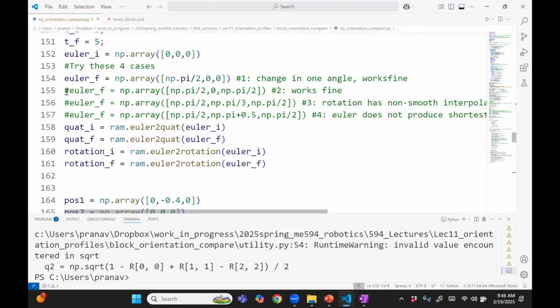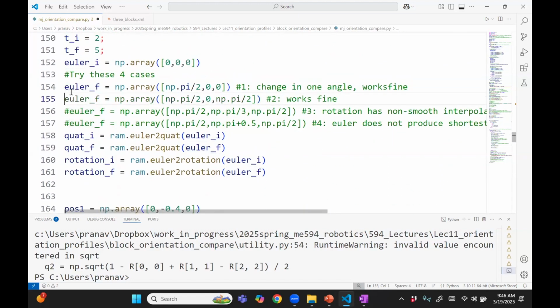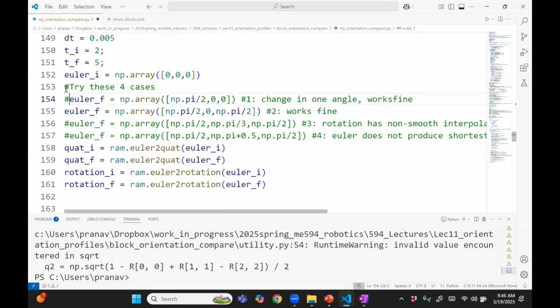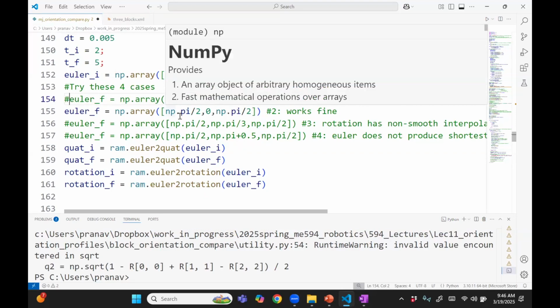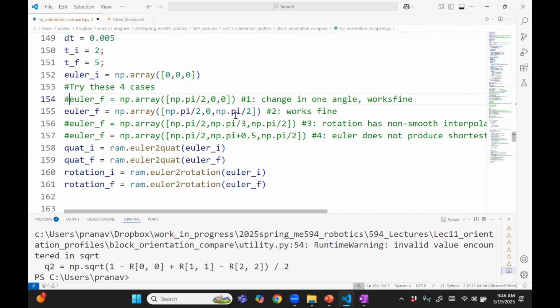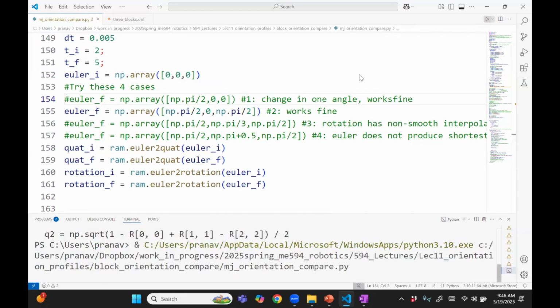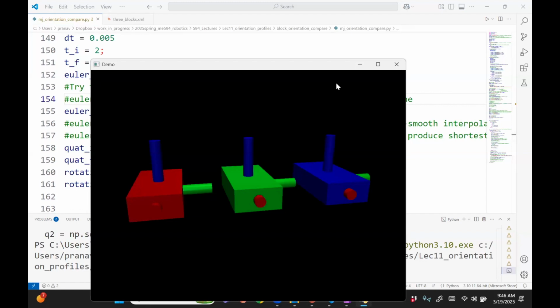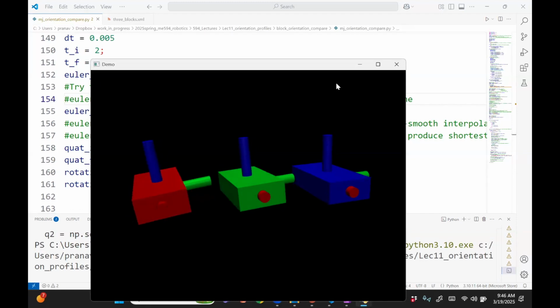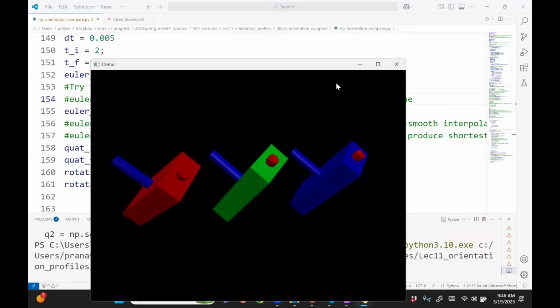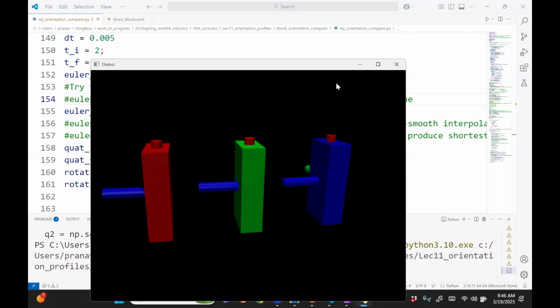So let's uncomment this one. Starting from 0, 0, 0, I go to pi by 2 and pi by 2 for 2 axes, x and z. Okay, so let's see what happens. See, all of them behave in the same way.